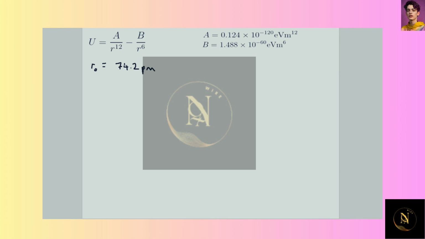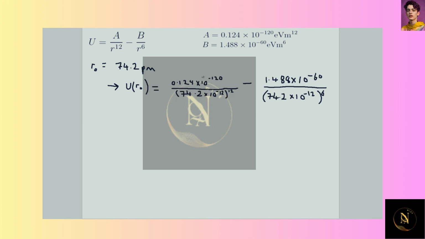Part B of the question asks us to work out the energy E required to break up this molecule. We already have our equilibrium position that we worked out in the last part. So all we need to do is substitute that into our equation for the Lennard-Jones potential. Substituting in our constants as well as our value for R0, we end up with U of R0 is equal to all of this.